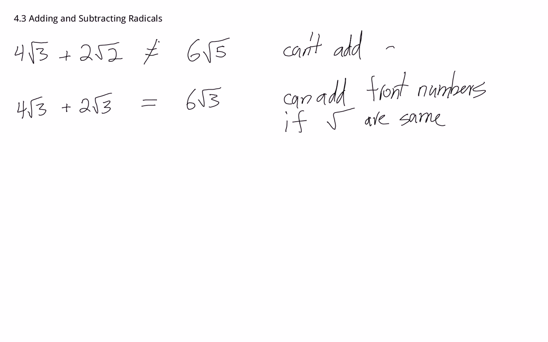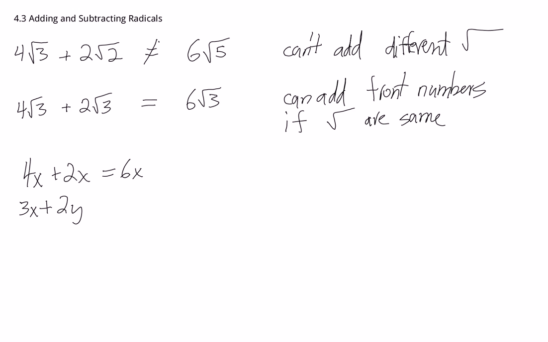So the key thing to remember then is we can't add if they have different roots, but we can add them if the roots are the same. And then we only add the front numbers. A good way of thinking about this is it works exactly the same as regular algebra. If I gave you 4x plus 2x, as long as they're both x's, we can add the front numbers, we'd get 6x. If I gave you 3x plus 2y, we can't add those because the x and the y are different. It's the same logic for the square roots. The only thing that's different is instead of having x's or variables, we just have roots this time. So we have root 3, root 2, root 5, those types of things.